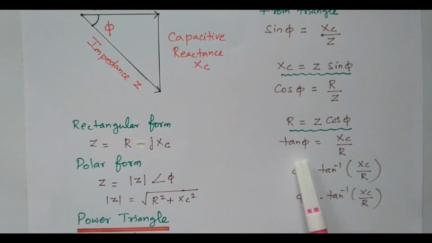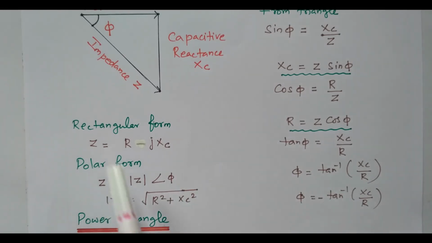Similarly find tan φ, opposite side by adjacent side, Xc divided by R. So φ equals tan inverse Xc divided by R. So φ equals minus tan inverse Xc by R because it is lagging. So from this the φ can be calculated.